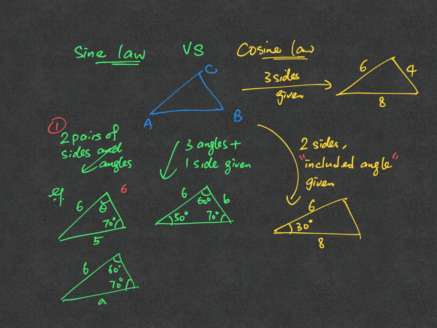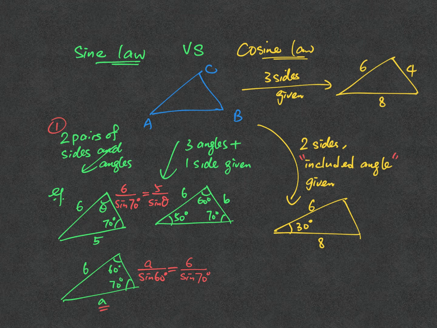So you will see that 6 is facing 70, so we have the ratio 6 over sine 70 here. It will be equal to 5 over sine theta. So this is a situation of two sides and one angle given, and you want to find the last angle. The other situation would be you have an unknown A, which is facing 60, so you have A over sine 60, whereas you also have 6 over sine 70, which helps you set up the sine law formula.